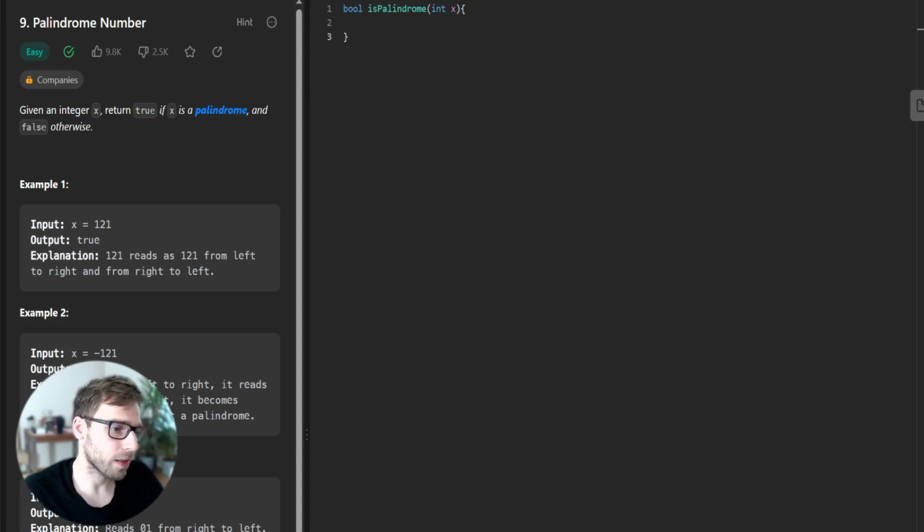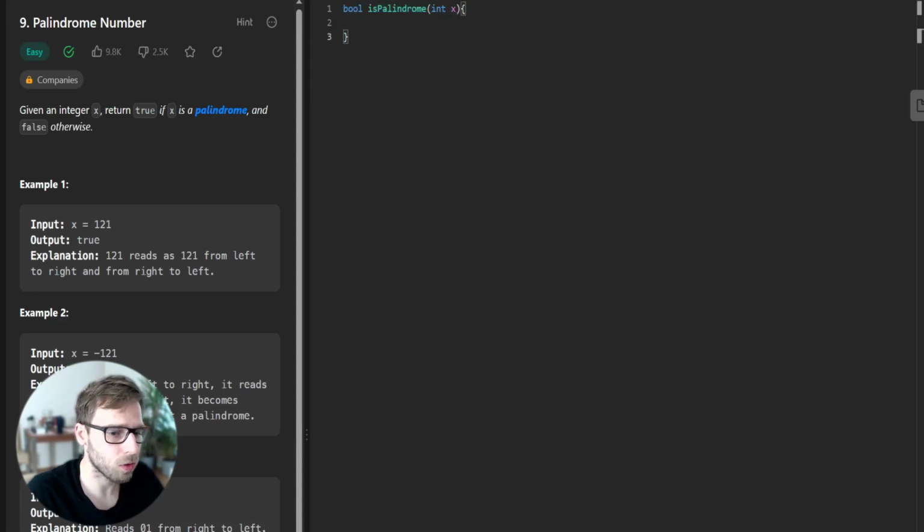Today we are going to tackle an interesting problem from LeetCode called palindrome number. The task is to determine if a given integer is a palindrome without converting it to a string. So let's jump right into it. We are going to be using C for this task, and let's start by writing our function signature. So, isPalindrome with int x.